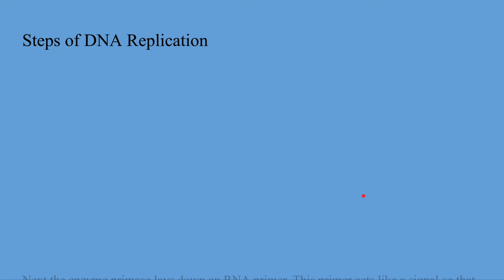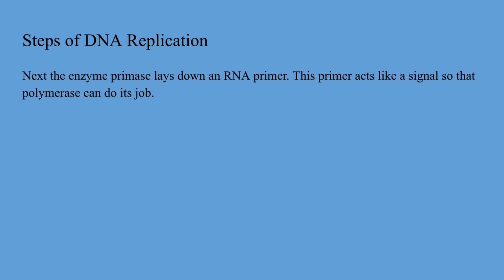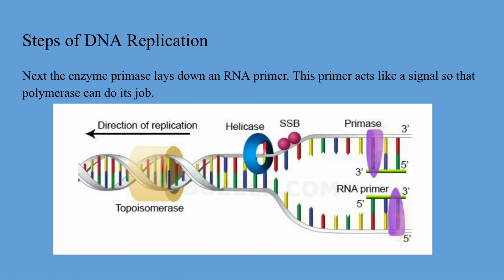The next step in DNA replication is the enzyme primase, which lays down an RNA primer. This is a primer that acts like a signal so that the next enzyme in DNA replication, polymerase, can do its job. Let's see a picture. There we have helicase, our first enzyme in DNA replication, and we have primase right here.